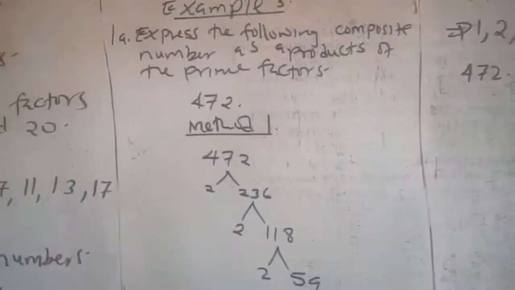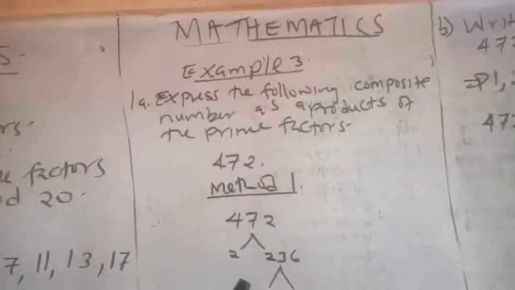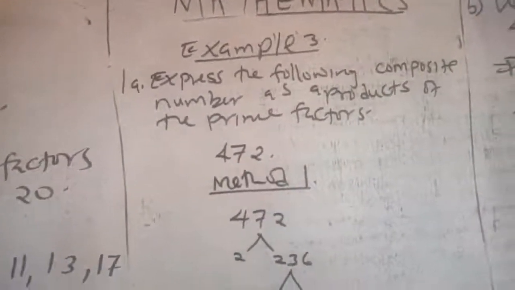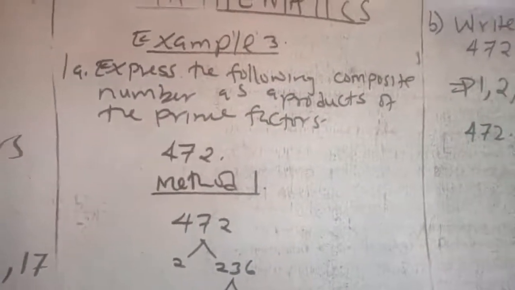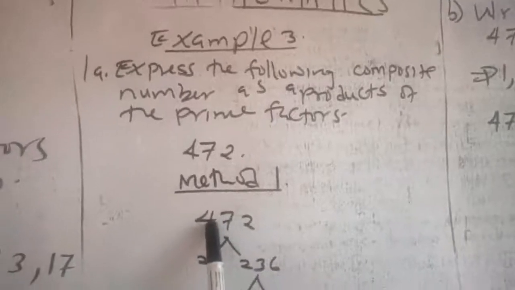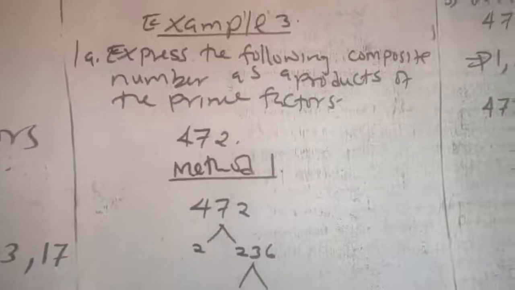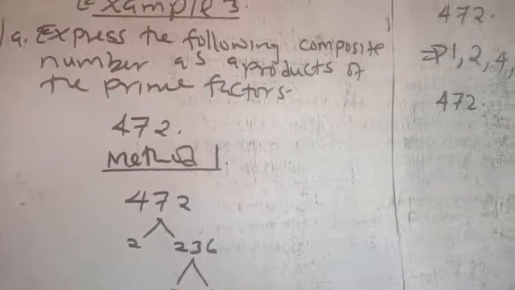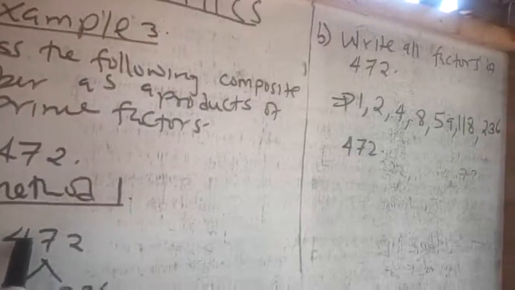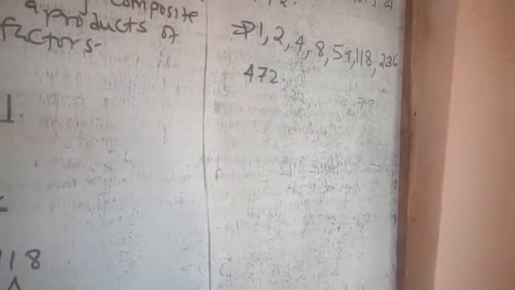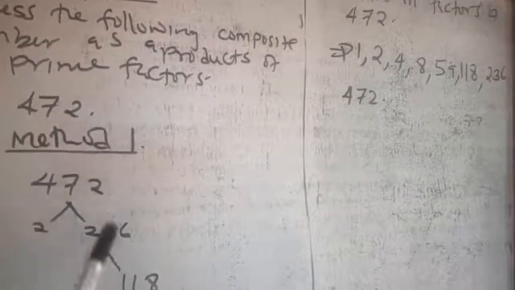So the first one, we've said it is 1. The second one is 2. The third one is 2, you multiply by 2, you will get 4. And 4, if you multiply by 118, you are supposed to get 472. Also 2 times 2 times 2 gives 8, and 8 multiplied by 59 gives 472. The next one is 59, and 59 multiplied by 8 gives 472.